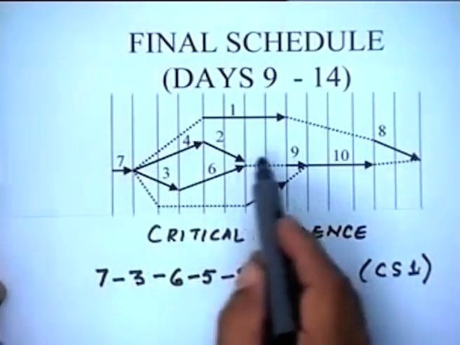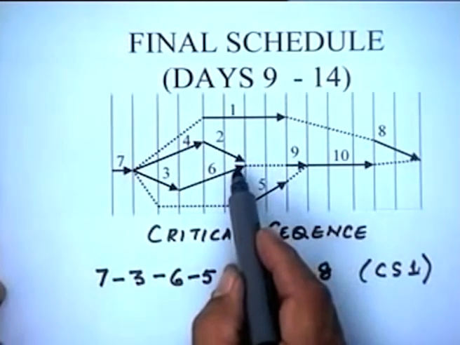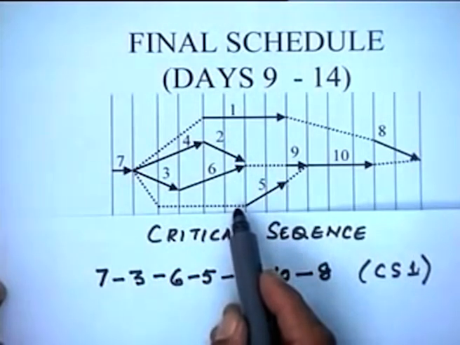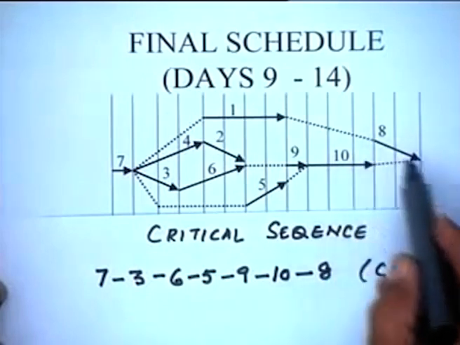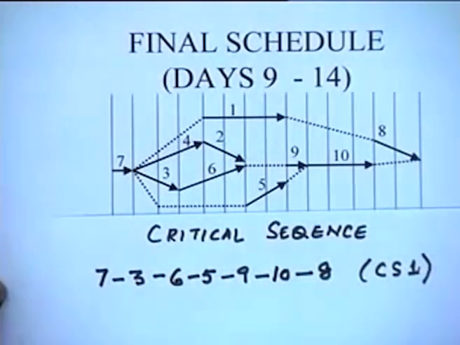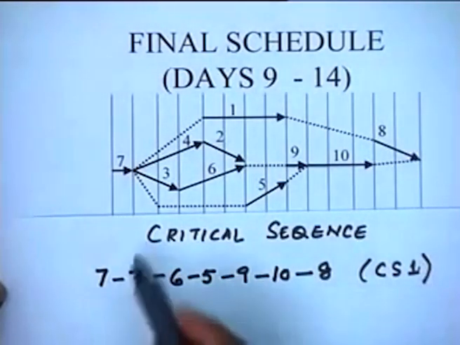This is like saying there is no direct path. When you come to this station, you have to change the train and get into this one, and then come here, and then change the train again to go to this, and then change again to this. So there could be many critical sequences. For instance, this was 3, 6.